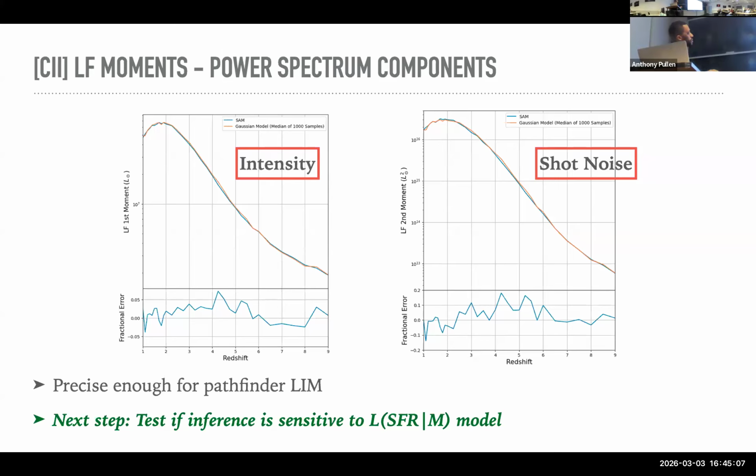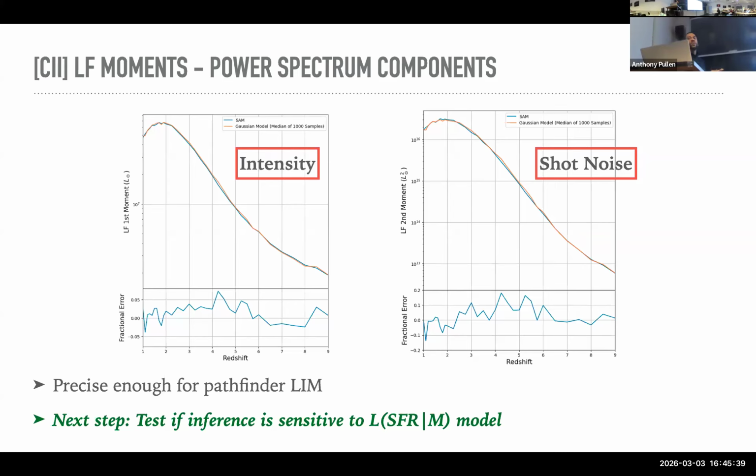What we see here is that these actually do pretty well. The fractional error is within 5% for the first moment, and well within 20% for the second moment, which should be good for at least the current generation of surveys. If your measurement is not going to be greater than 5 sigma, for example, this should be pretty good. And this is over a very large redshift range from 1 to 9. So for pathfinder line intensity mapping surveys, this should be good enough.